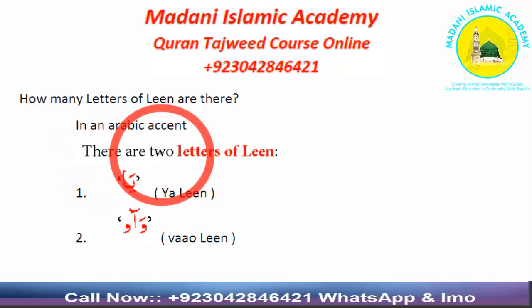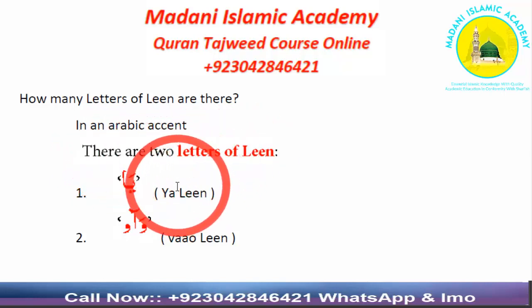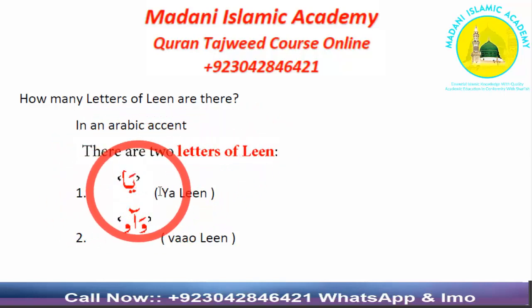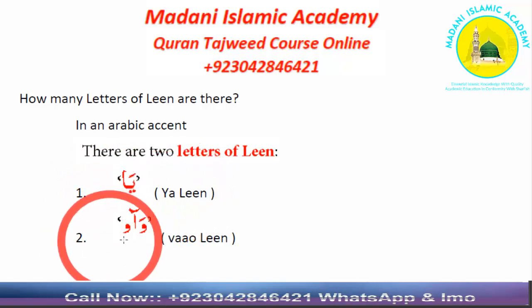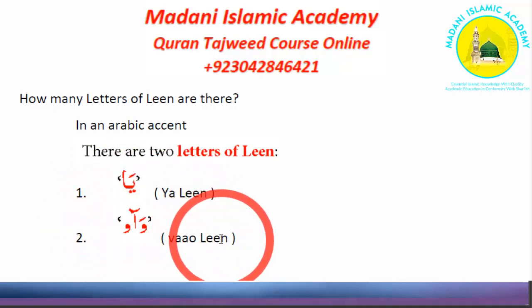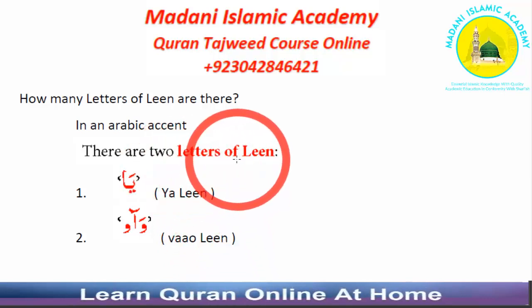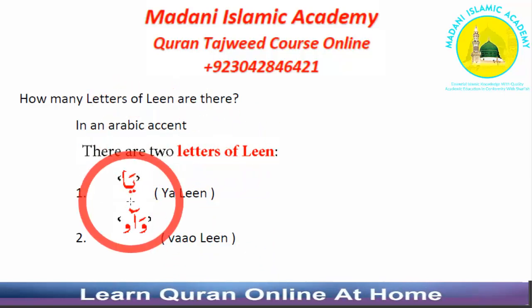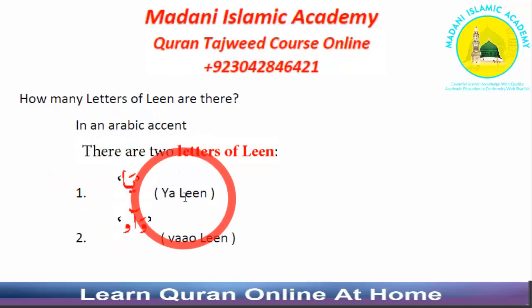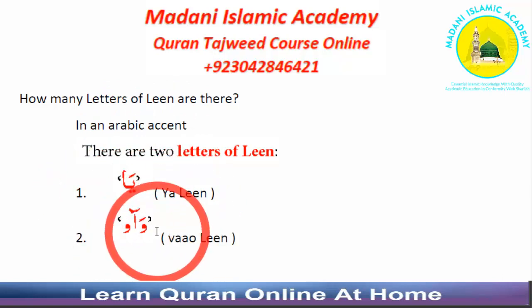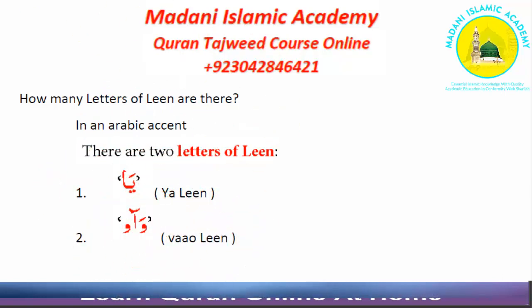How many letters of Leen are there in an Arabic accent? There are two letters of Leen. Number 1 is Ya Leen and number 2 is Waw Leen. There are two letters of Leen in an Arabic accent.